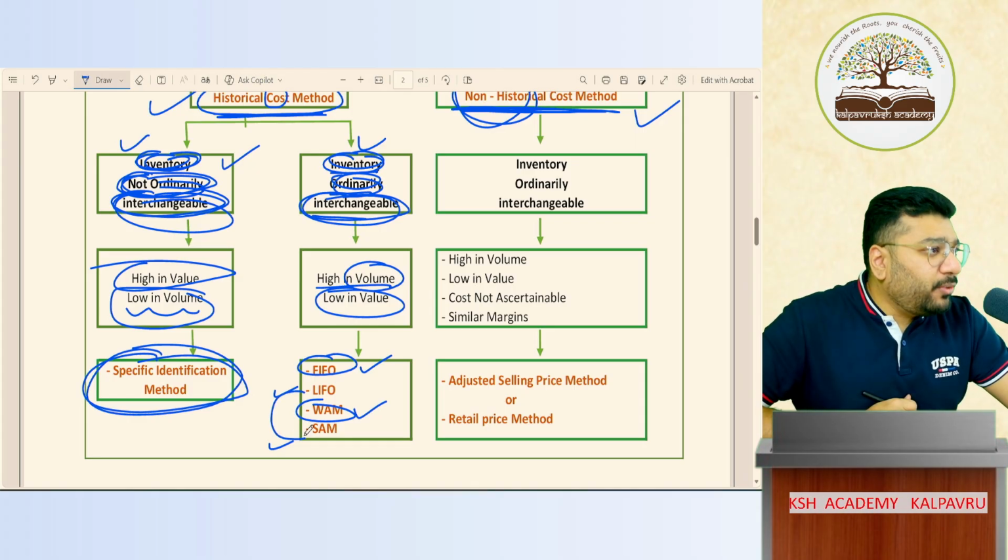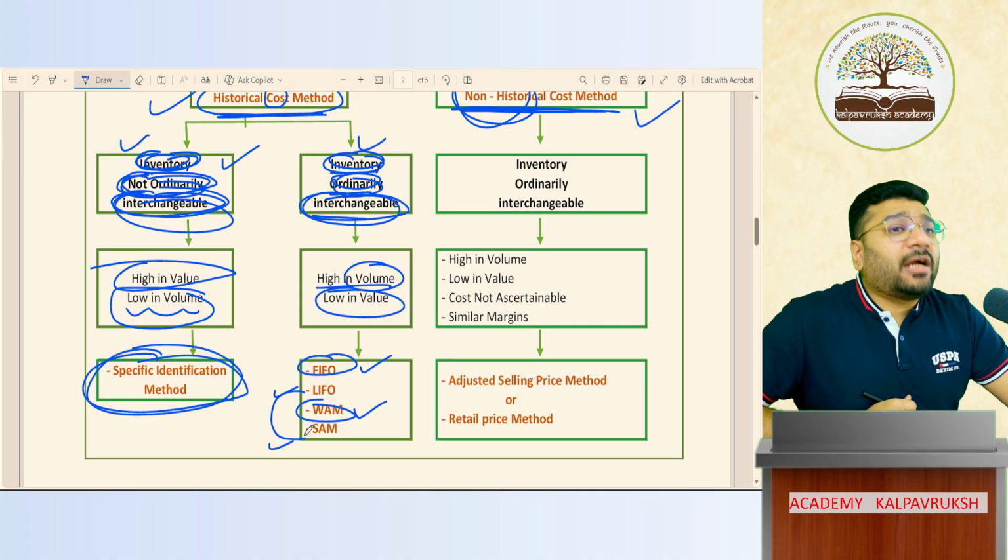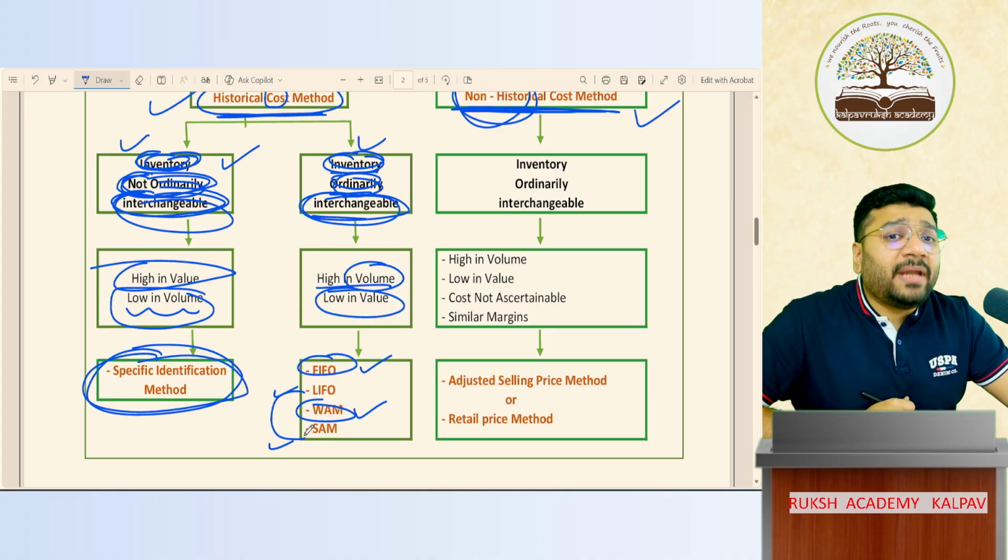Now why they are given, I'll make you understand. If you take the original accounting standard and read it, it says that to derive the cost of such inventories, we can use either the FIFO method or the weighted average method. These are the most appropriate methods suggested by Accounting Standard 2.